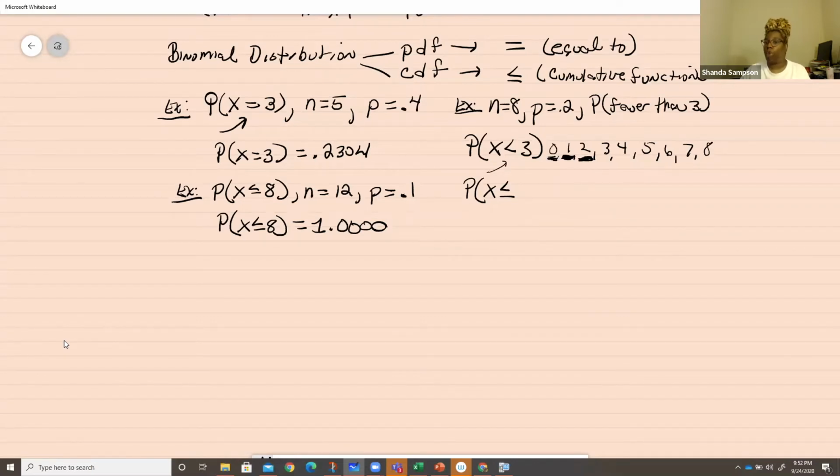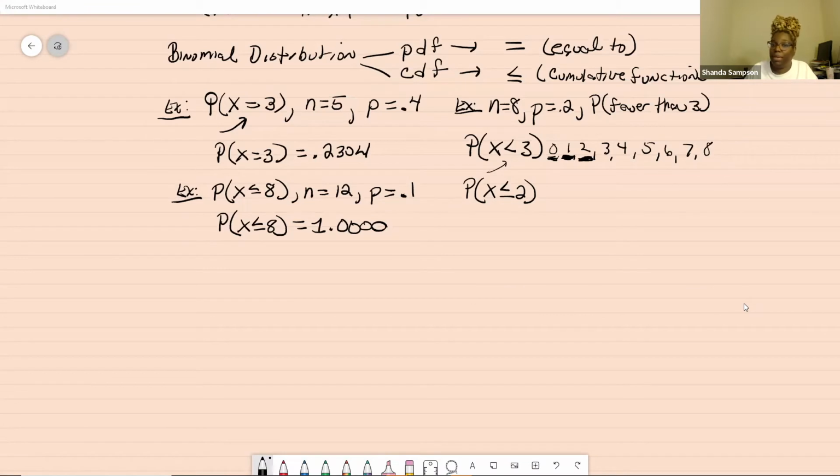So how do we write that? Since we know that less than 3 is 2, 1, and 0, how do we switch that to less than or equal to? Well, that would be less than or equal to what? To 2. Less than or equal to 2 is the same thing as less than 3 if you're talking discrete variable. These are the same. So now we have what we need to put in our calculator.